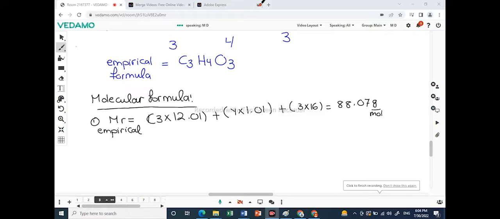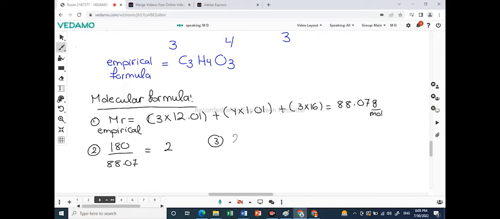Now, after calculating the molar mass of the empirical formula, the second step is to divide the molar mass given by the question, which is 180, over the molar mass of the empirical formula, 88.07, and the final answer is 2. Now the third step is to take the 2 and multiply it by the empirical formula. So your final answer will be C6H8O6. This would be the molecular formula of vitamin C.